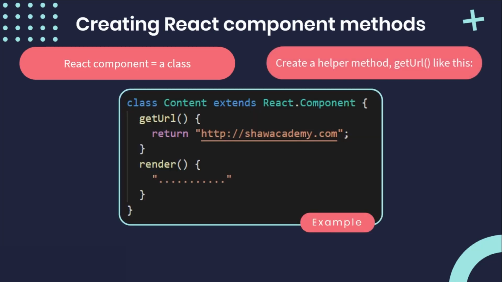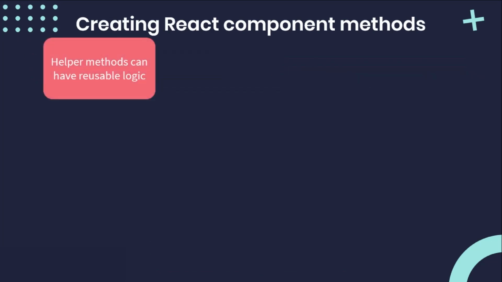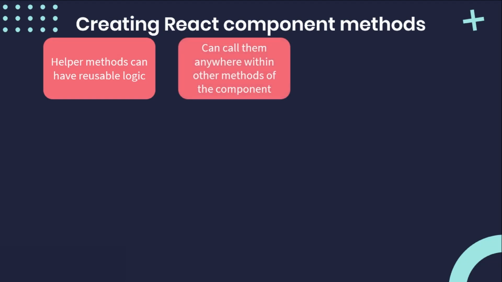The getURL method isn't sophisticated, but you do get the idea. You can create your own arbitrary methods, not just render. You can use the getURL method to abstract a URL to your API server. Helper methods can have reusable logic, and you can call them anywhere within other methods of the component, including render.